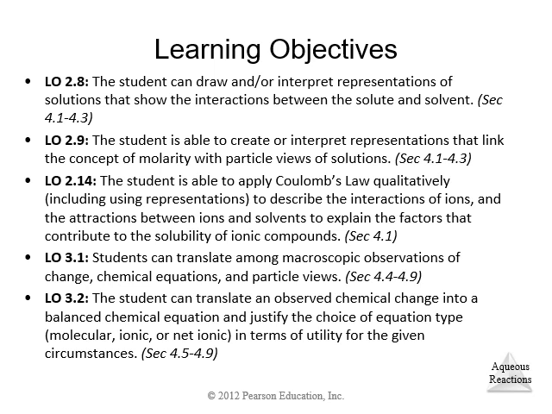Students can translate among macroscopic observations of change, chemical equations, and particle views. The student can translate an observed chemical change into a balanced chemical equation and justify the choice of equation type, molecular, ionic, or net ionic, in terms of utility for the given circumstances.